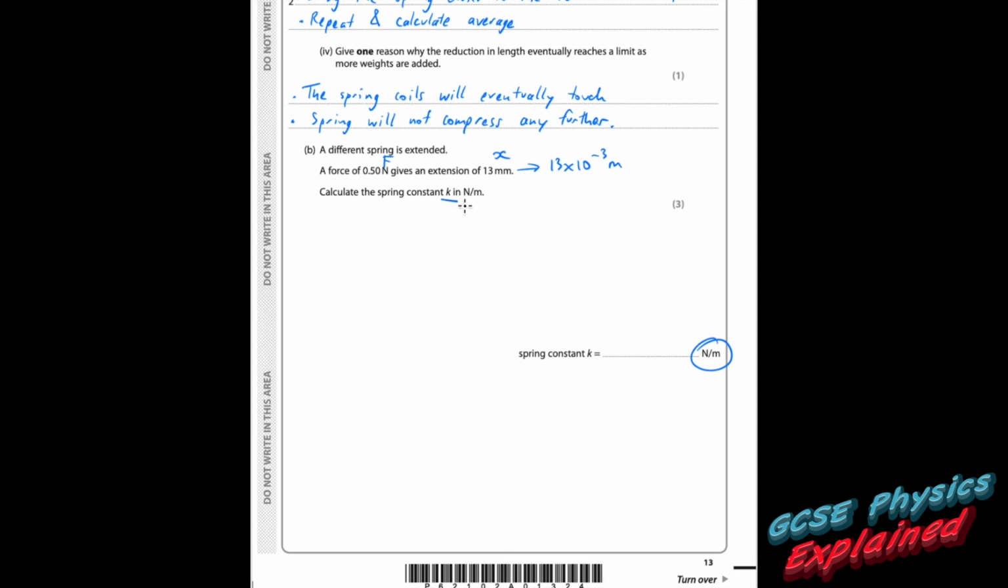Calculate the spring constant K in newtons per meter. Right, so F equals Kx. So therefore K equals F over X. We'll just pop the numbers in. So it's 0.50 newtons over the top of 13 times 10 to the minus 3 meters, and that equals 38.46. I mean, they've put that number there to 2 decimal places, so that's why I'm putting mine to 2 decimal places as well.